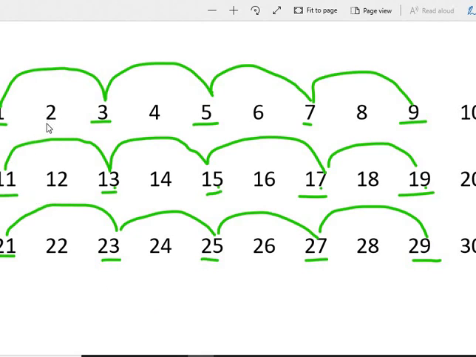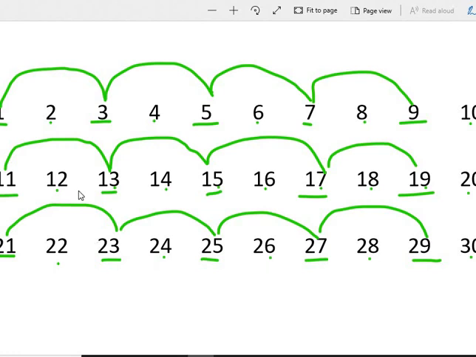Now we have just learnt, if we begin the counting from 2, every alternate number is an even number. So let's start counting from 2. So from 2, if you start counting, the next alternate number is 4. Next will be 6, then 8, then 10. After 10 it is 12, 14, 16, 18, 20, 22, 24, 26, 28 and 30. So these are even numbers.